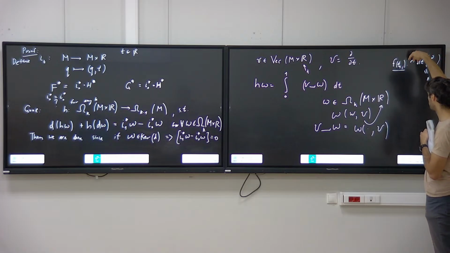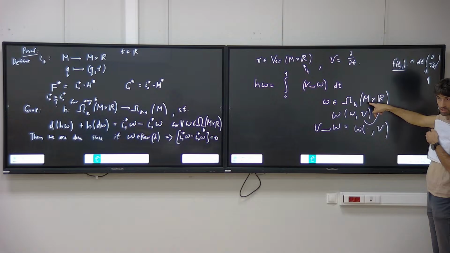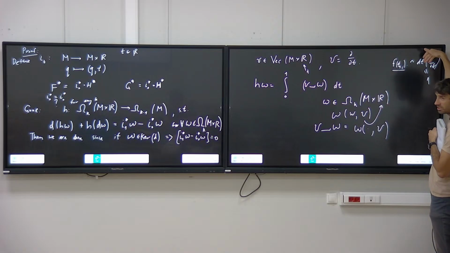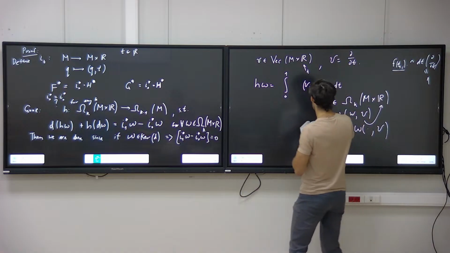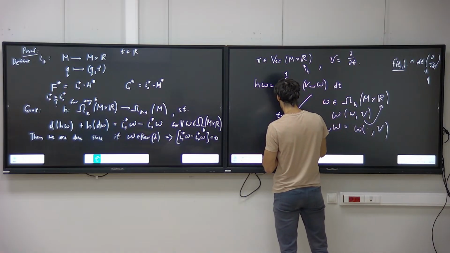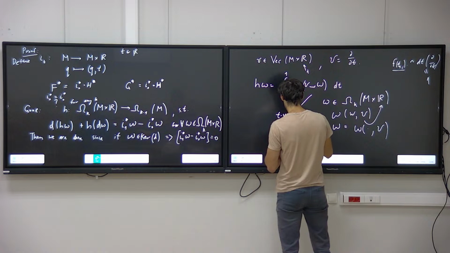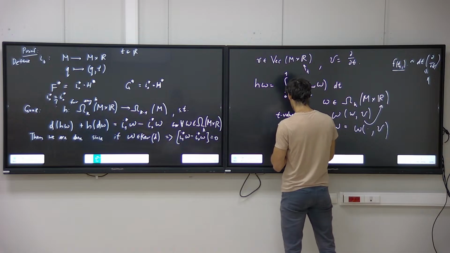I have something left in here, which is a k minus 1 form on m, right? Because it was a k form in here, minus 1 because this goes to 1. So what I get here is actually a t-valued k minus 1 form on m.